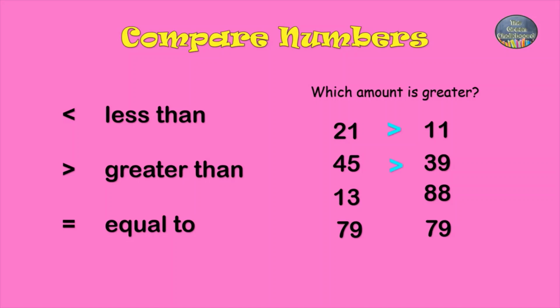This shows 45 is greater than 39. This shows 13 is less than 88. This shows 79 is equal to 79.